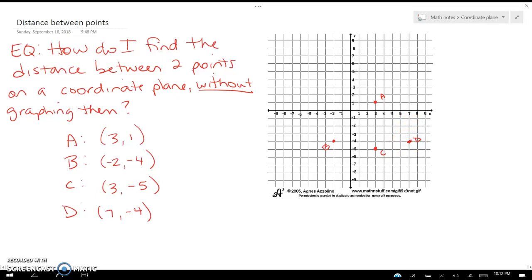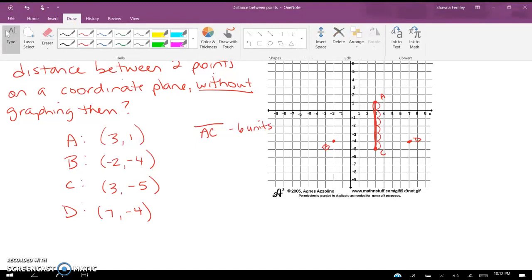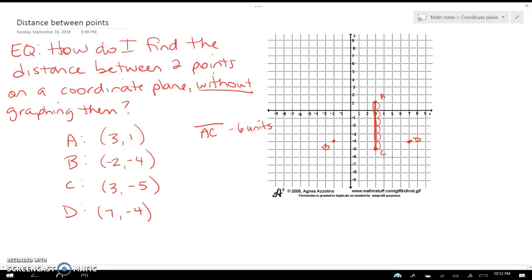Okay, so we have our 4 points, and I want to find the distance between them. So first thing I'm going to do is let's go ahead and find the distance between A and C on this number line. Okay, so normally what you would do would just be count, right? 1, 2, 3, 4, 5, 6. Okay, so the distance between A and C is 6 units. So that's how you would find that if you were graphing them like you would normally do on a number line. But my goal here is not to do it on a coordinate plane like this, is to actually just give you some coordinates and ask you to find the distance.